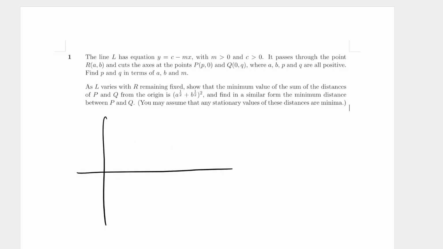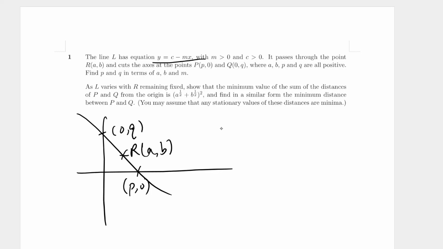So, passes through, okay, so R maybe is here, I suppose. P, 0 is probably here, and then 0, Q. So, well, just sub into the equation really, y equals c minus mx, so c equals Q essentially. And I know that c minus mp equals 0, so p equals c over m, which is equal to q over m, right?